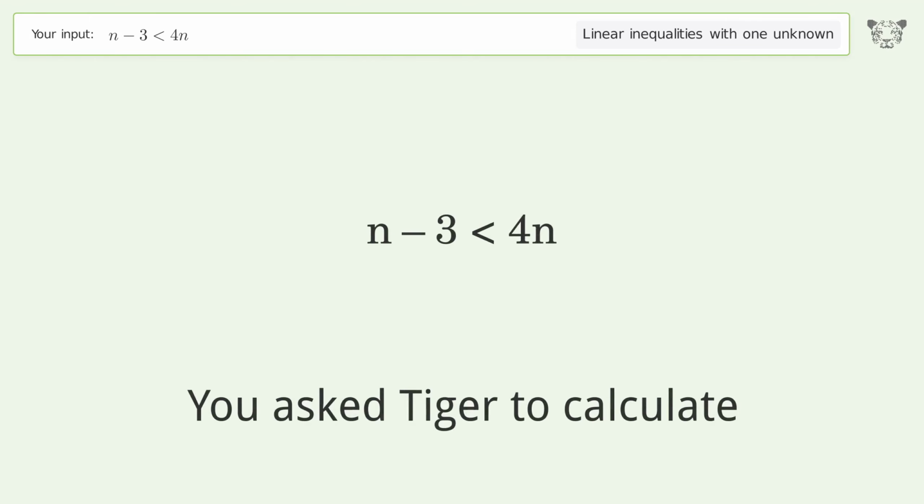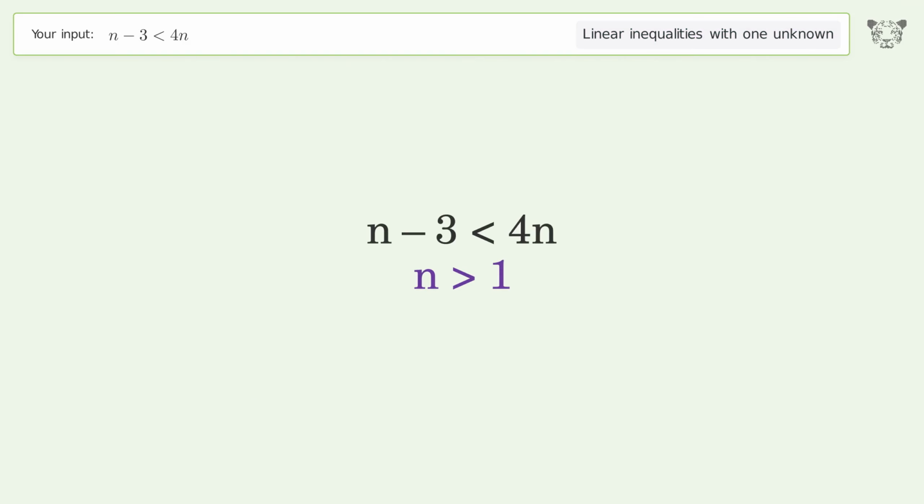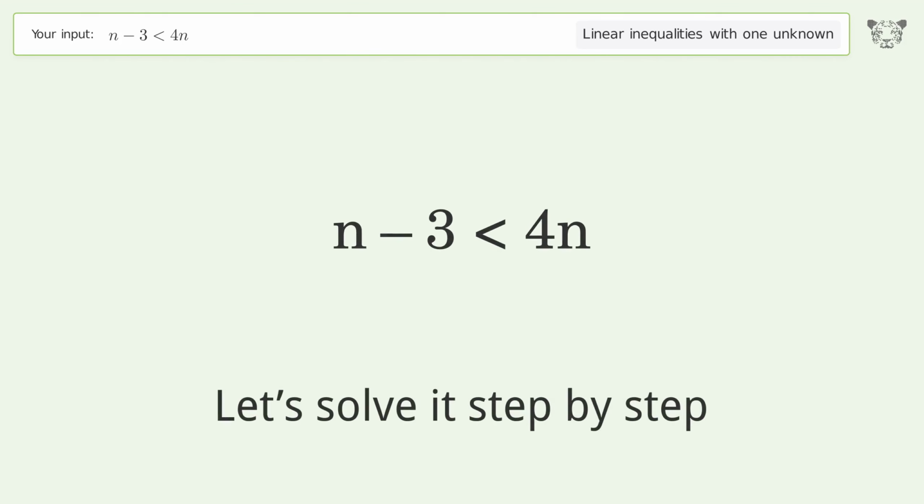You ask Tiger to calculate. This deals with linear inequalities with one unknown. The final result is n greater than -1. Let's solve it step by step.